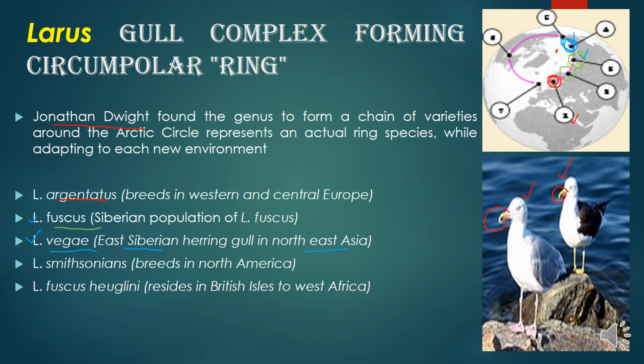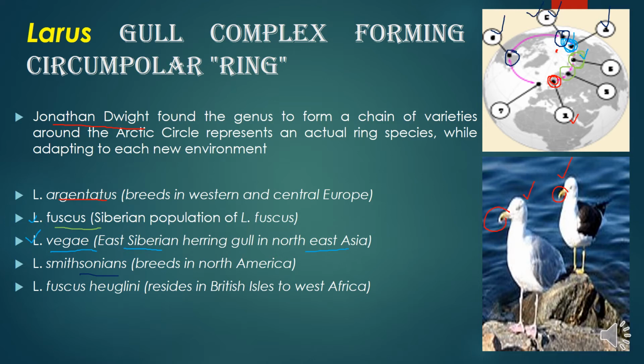Again, in the north, I am drawing it in another color, the American species, that is Larus smithsonianus, that occurs in North America. These two species can interbreed with this Larus smithsonianus. This one can interbreed with this one, and also these two can interbreed.